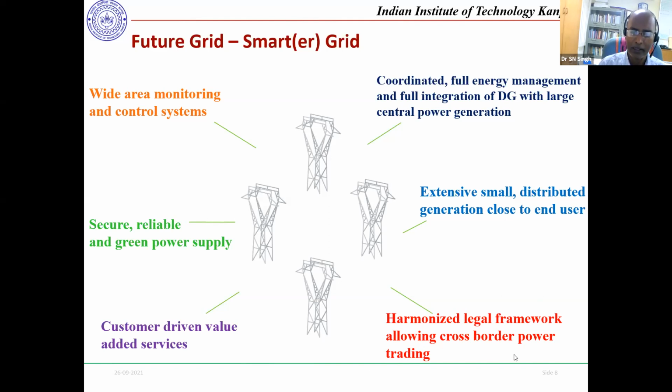Another thing, we should also harmonize the legal framework that allows cross-border trade. Of course, that is one concern, but we can start with neighbor countries. We already have neighboring countries connected by land, not Sri Lanka, not Maldives, and of course not Pakistan. As already said, we have Bangladesh, Nepal, and Bhutan, with all these connections.